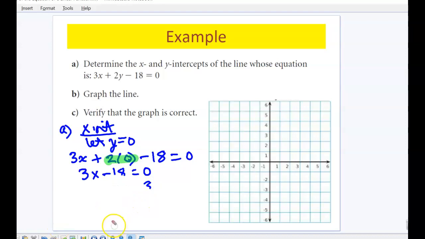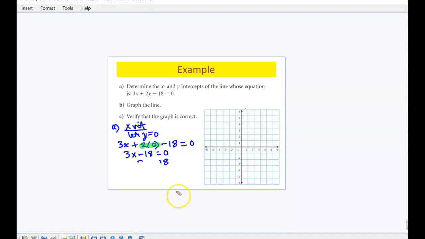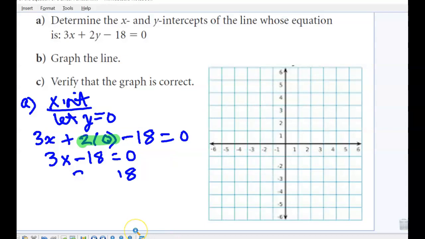I'll probably show that step. Whoops. Sorry about that, we had a little malfunction there. We'll just try that again.